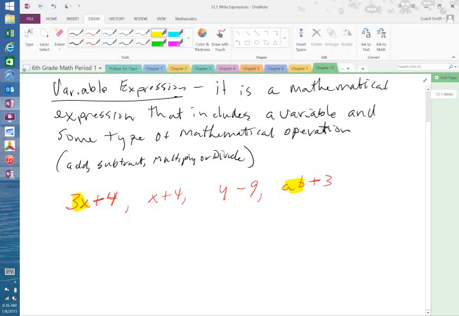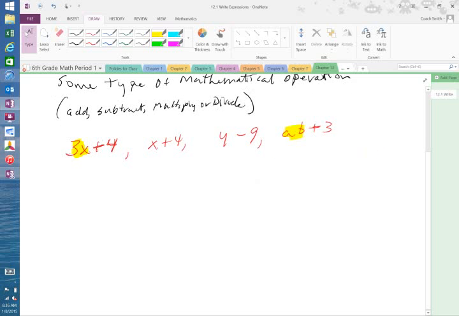Now, what they're going to do today is this. They're going to have you write a variable expression from a sentence they give you. For example, they may give you a sentence like this: 2 more than 3 times a number. So what we have to do is take that sentence and translate it into a variable expression. And we simply do the words here. The word 2 means obviously the number 2.